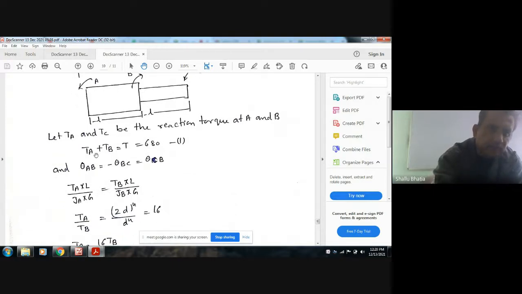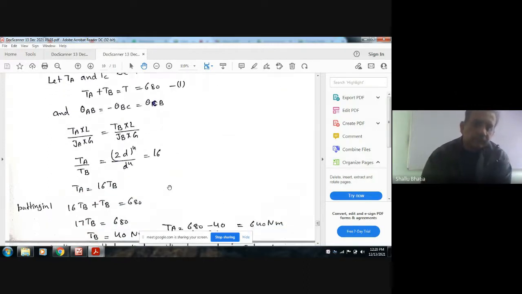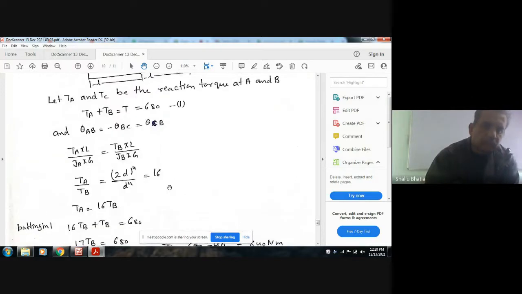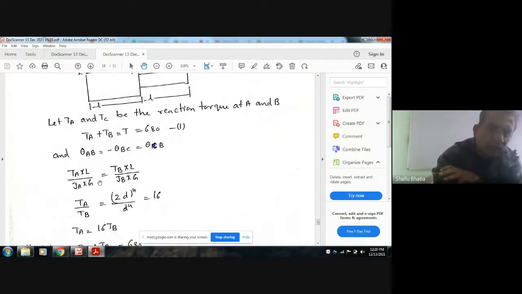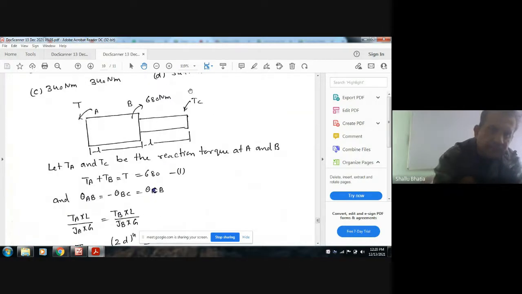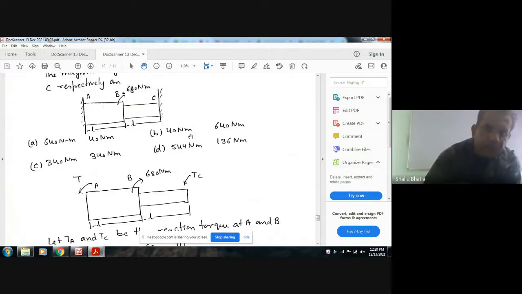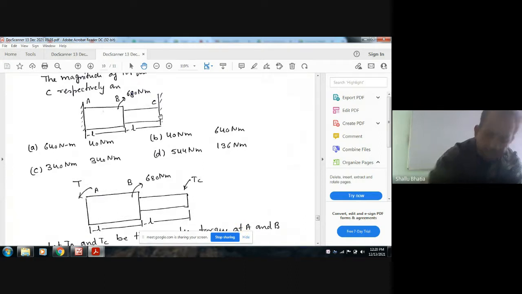By mistake it is written as B, so change all the B into C. So it will be TA at this end and TC at this end.